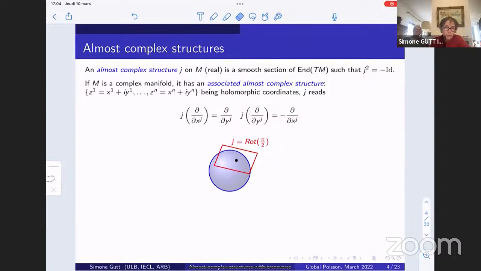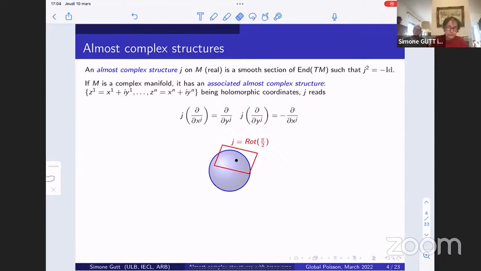And as is well known, when you have a complex manifold, you have an associated almost complex structure, which maps the tangent vector to the real part of holomorphic coordinates to the tangent vector to the imaginary part. And of course, J of d/dy is minus d/dx. And for instance, for the sphere in each plane, this is just the rotation of pi over two.